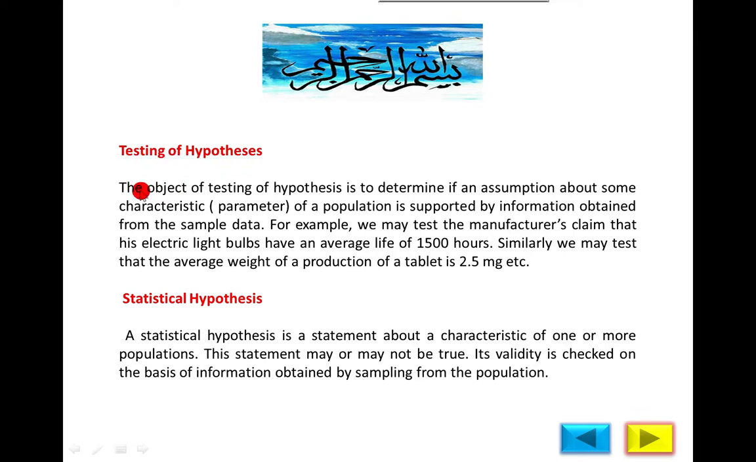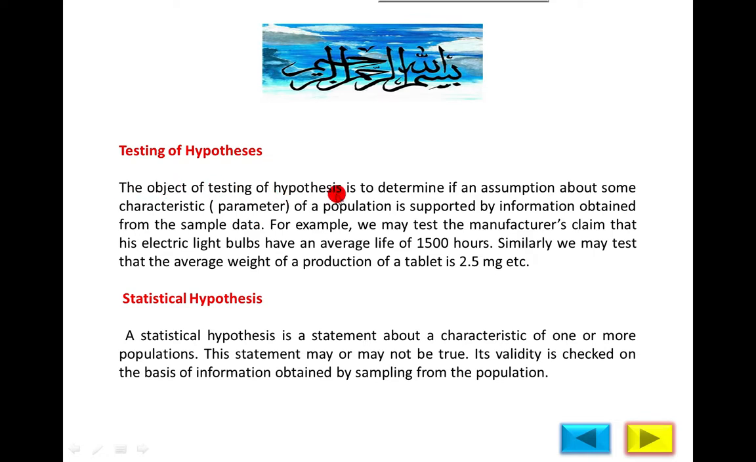This is the definition of the testing of hypothesis. What is the objective of testing of hypothesis? This is the most important thing. So this definition represents the objective of the testing of hypothesis. The object of testing of hypothesis is to determine if an assumption about some characteristic parameter of a population is supported by information obtained from the sample data.